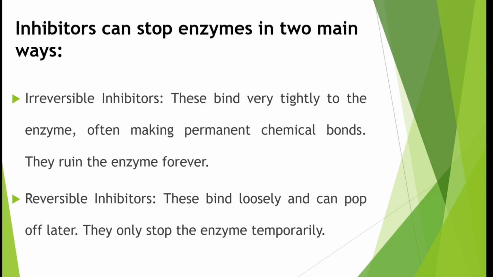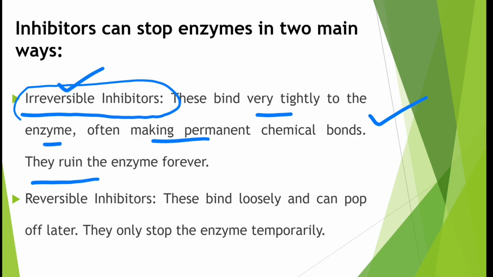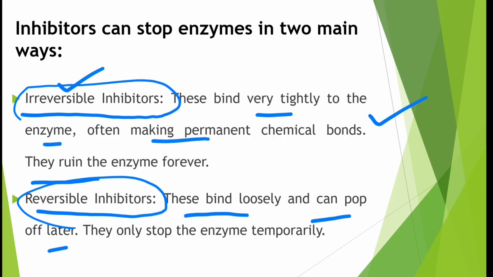Inhibitors can stop enzymes in two main ways: in a reversible manner and an irreversible manner. Irreversible inhibitors bind very tightly to the enzyme, often making permanent chemical bonds with it, and finally destroy the enzyme forever. So those are called irreversible inhibitors. Reversible inhibitors bind loosely and can detach or pop off later on. They only stop enzymatic action temporarily.